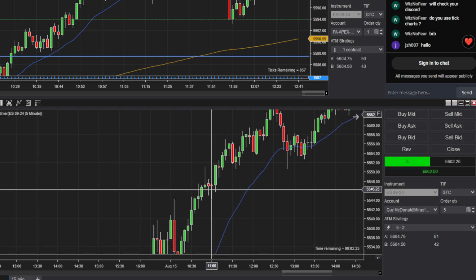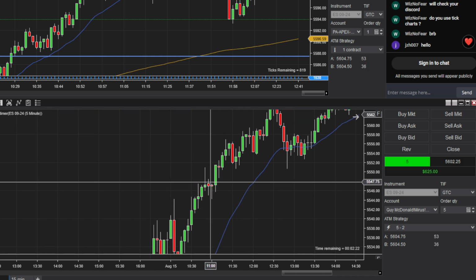Now, I'm not seeing a good bull bar to buy above here, but maybe you could drop to a lower time frame and find a bull bar to buy above there.